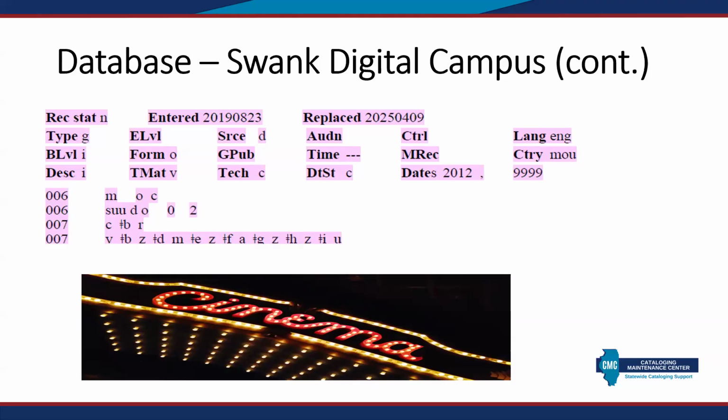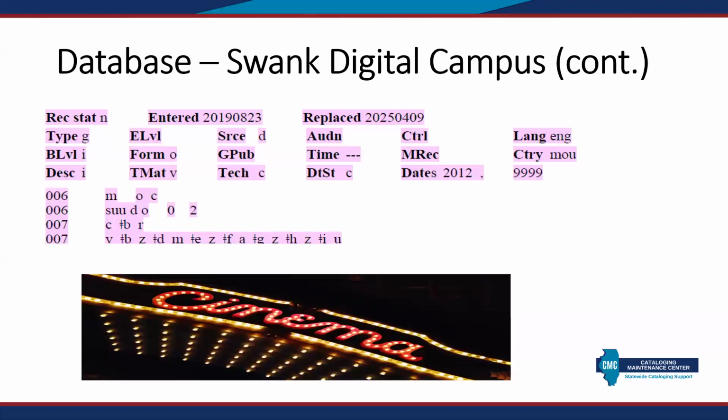Let's see, our first 007 is subfield A, C for electronic resource, which accounts for the resource itself. Subfield B is R for remote. The second 007 accounts for the videos the resource contains. Subfield A is V for video recording.